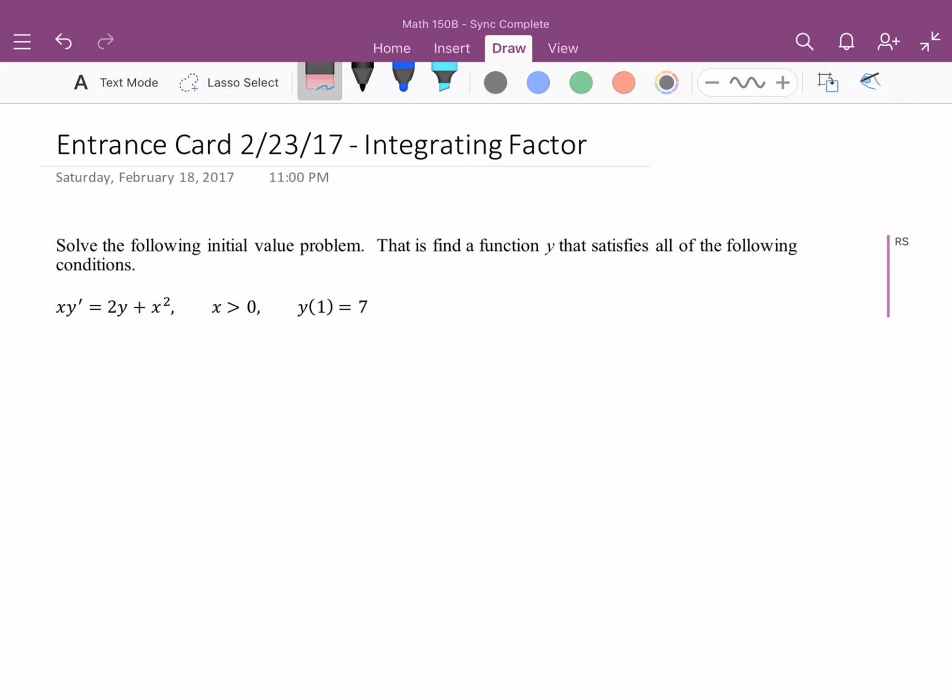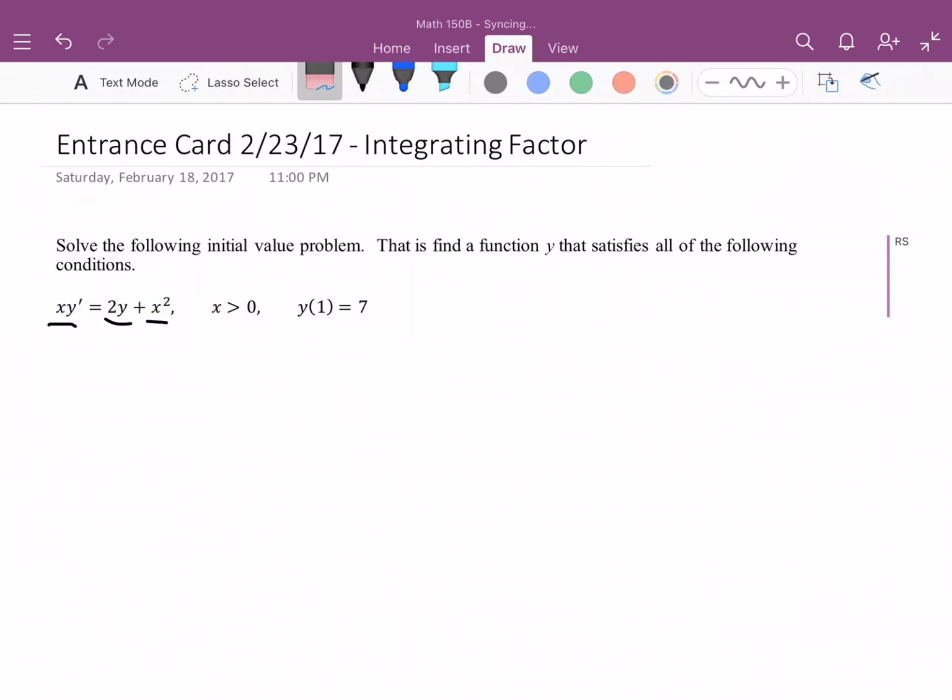In this particular problem, we're actually solving differential equations. The differential equation is down here. We're looking for a function y such that when you multiply the derivative of y times x, you're going to get 2y plus x squared. So x times y prime should be equal to 2 times y plus x squared.